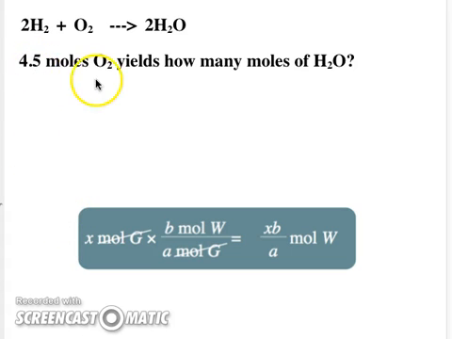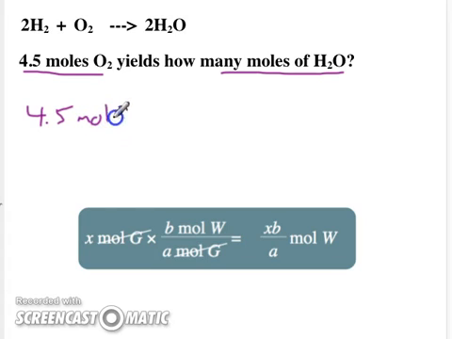Same example, I just put it on a notepad so I can write on the screen. So we have 4.5 moles of O2, and that yields how many moles of H2O? What's given is the 4.5 moles of O2 right there. That's our given amount. What we're looking for is how many moles of H2O that gives us. So to start off the problem, we go with 4.5 moles of O2. That's our given quantity.